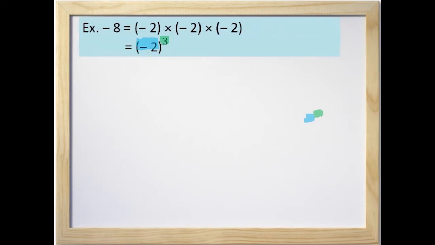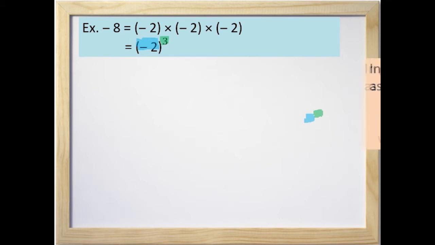Children, let us take another example. Minus 8 is equal to minus 2 into minus 2 into minus 2. Here minus 2 is multiplied to itself 3 times. So we can write it in the exponential form as minus 2 raised to the power of 3. Here 3 is called the exponent and minus 2 is called the base. Did you all understand, children? Together it is called the exponential form.